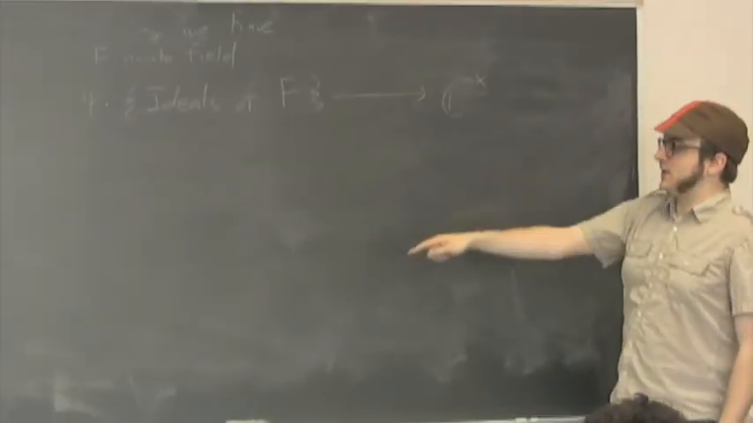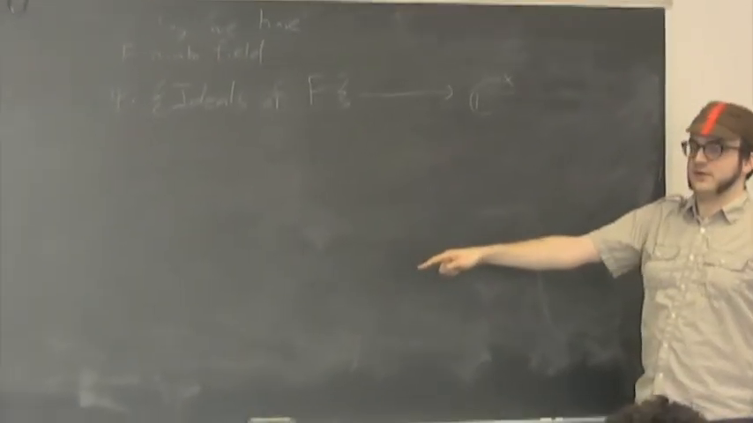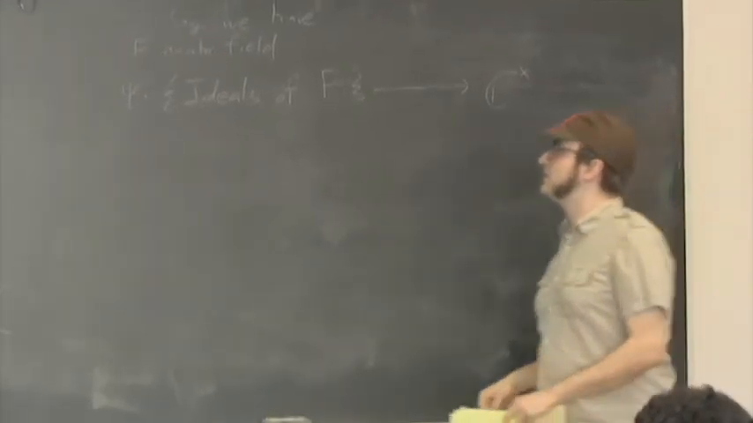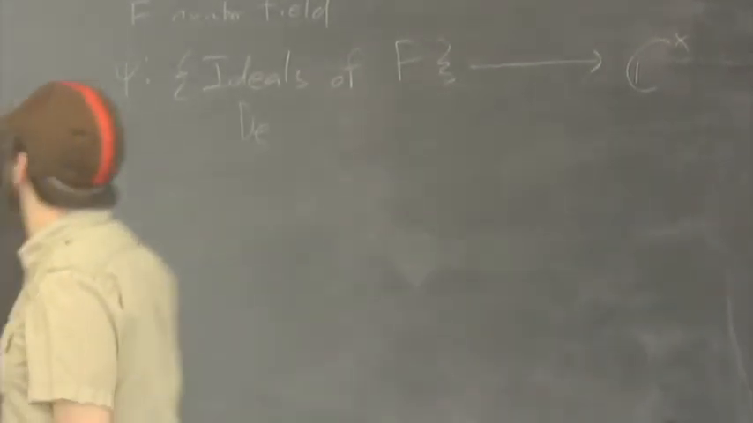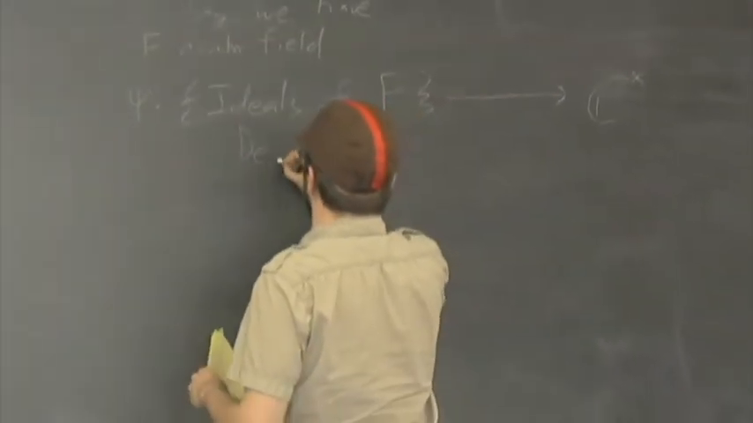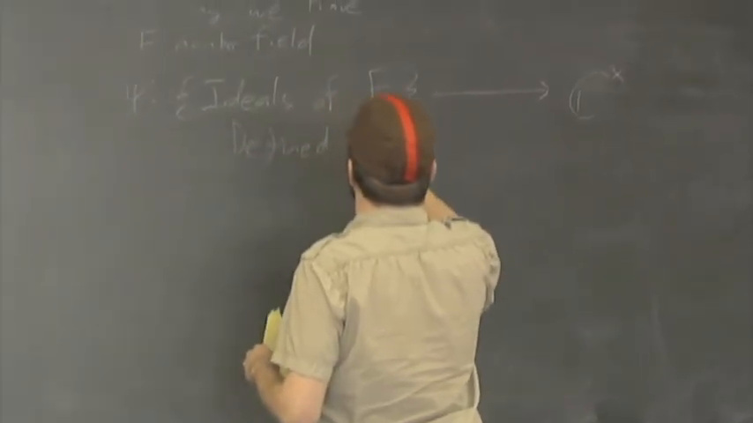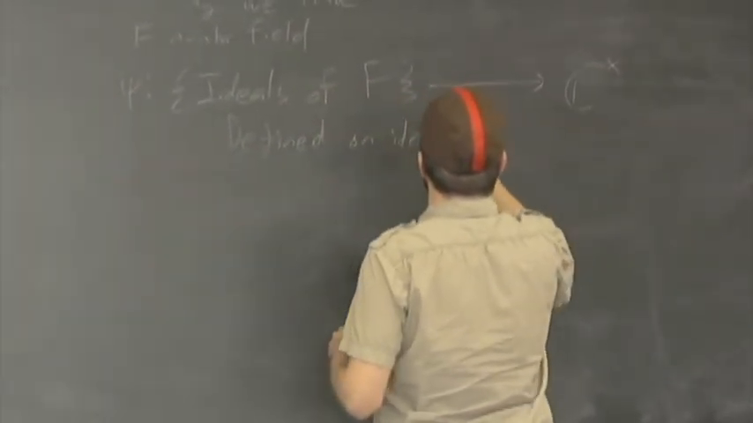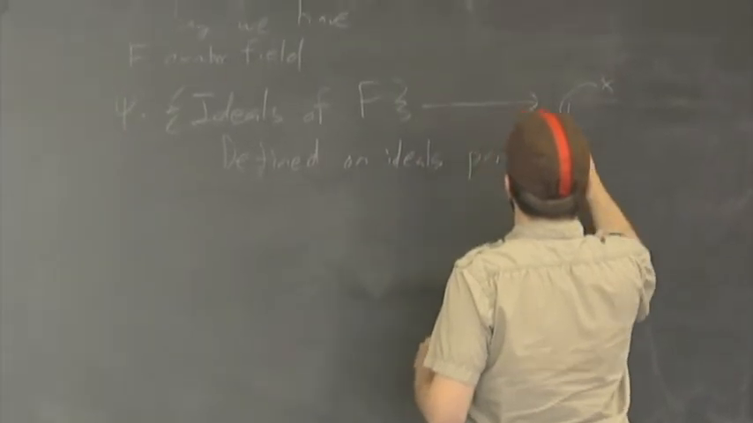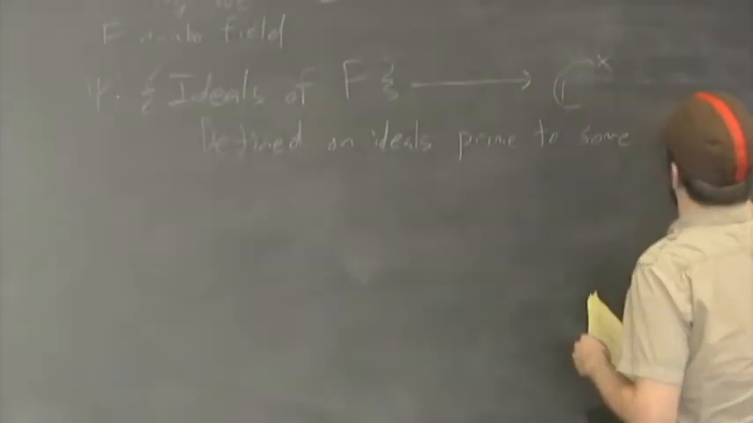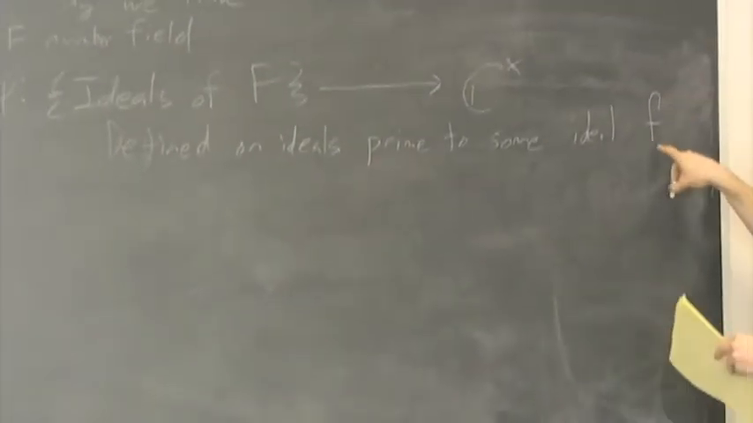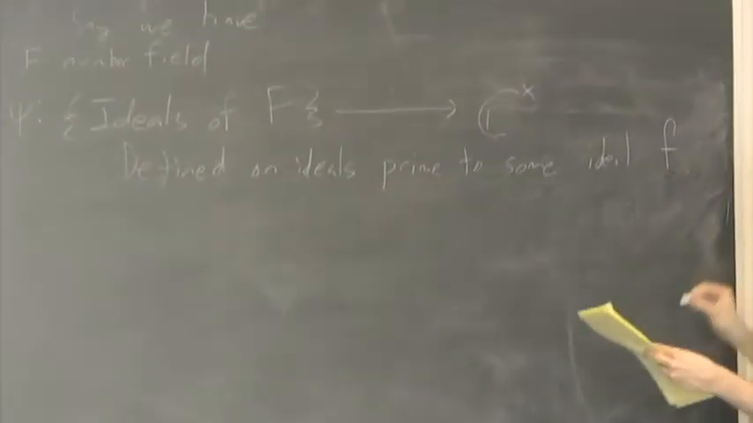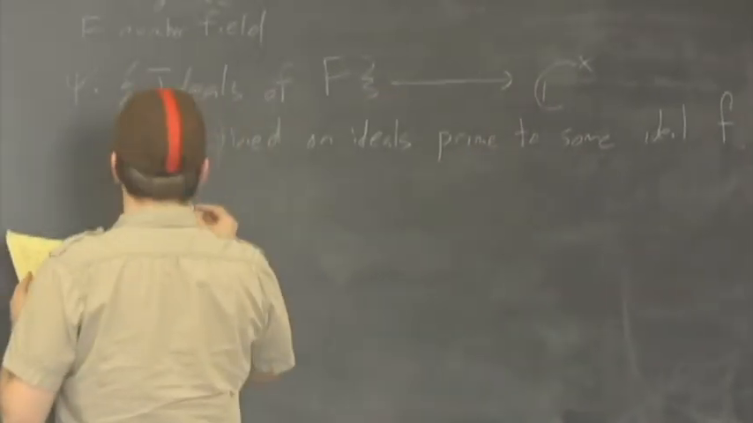Just like before, I'm not going to require that it be defined everywhere, right? These guys were only defined on ideals prime to m, and I extended it by 0 elsewhere. So I'm only going to require this to be defined on ideals prime to some ideal fractor f, which is called the conductor.